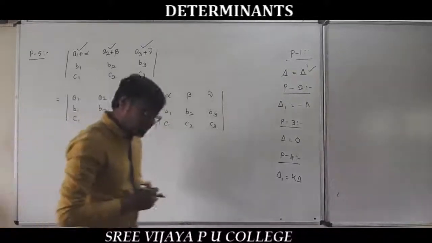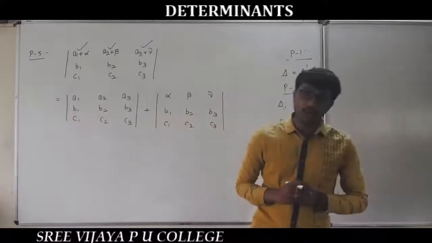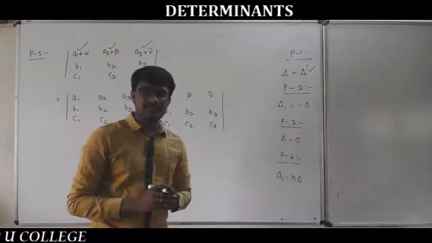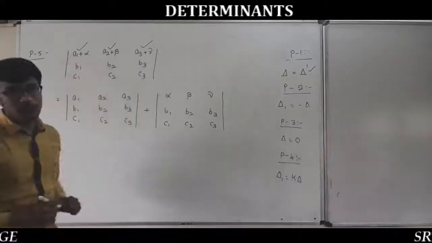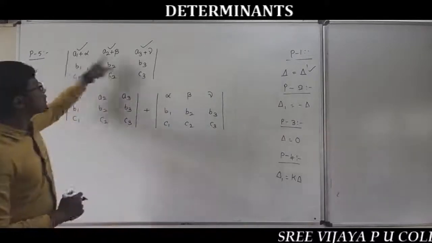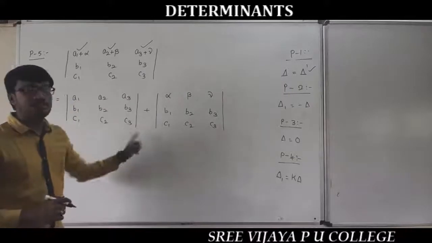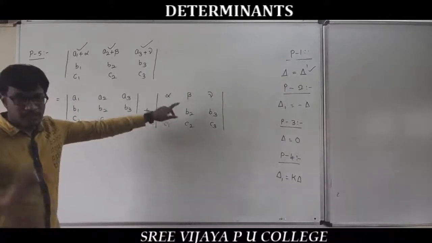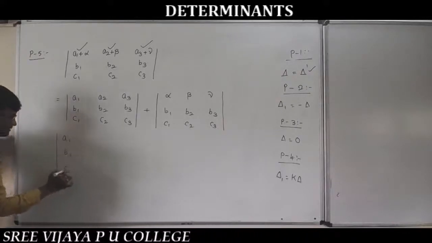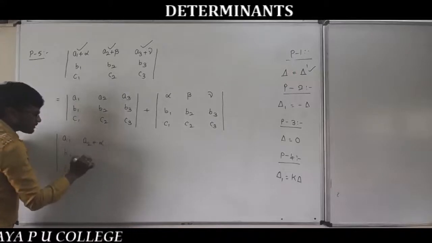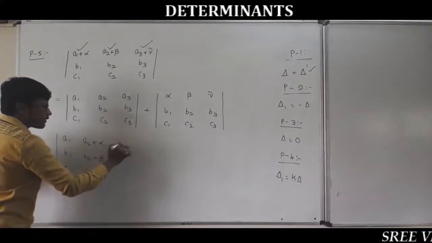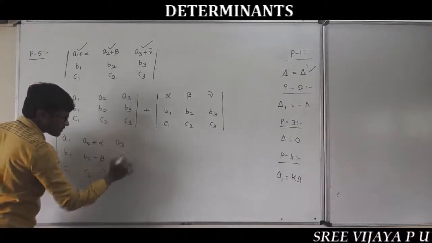So in a determinant, if a row or a column, we can take it as a row or we can take it as a column, whatever it may be, can be expressed as a sum of 2 or more terms, then the given determinant can be split into 2 or more determinants. If it is in the first row, second row or third row, the other rows are the same and only that row will be changed. Suppose let us see in the column: A1, B1, C1, A2 plus alpha, B2 plus beta, C2 plus gamma, A3, B3, C3.